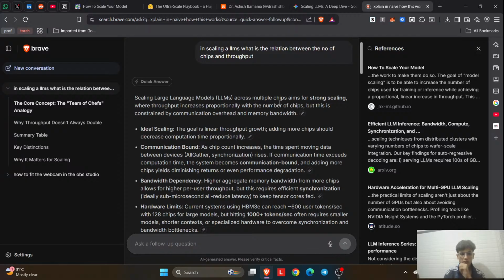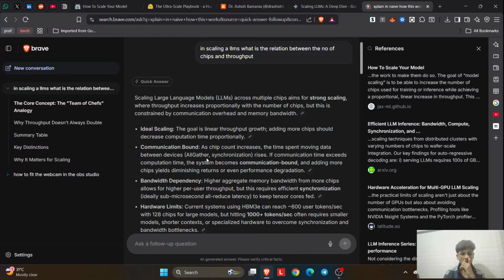So ideally, what should happen is you increase the number of chips. The throughput should also increase proportionally. But that is ideal scaling. Adding more chips should decrease computation time proportionally. Okay, same thing. Increase throughput or decrease computation time proportionally.